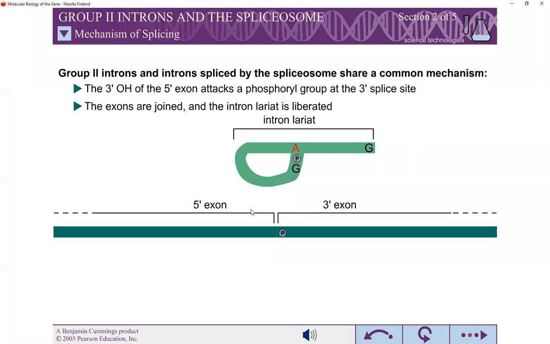You can look here. The next reaction takes place when the 5' exon attacks the phosphoryl group at the 3' splice site. The 5' splice site is made free because of the formation of a loop-shaped structure, when the guanine at the 5' splice site has been bonded with the branch point adenine. The 5' exon will attack the 3' splice site and lead to the joining of the two exons together, and the intron is removed from the process.